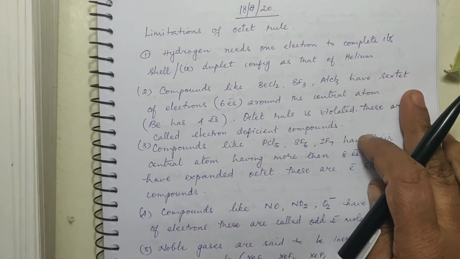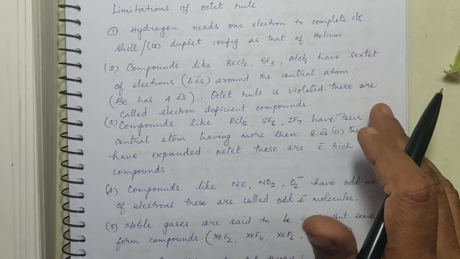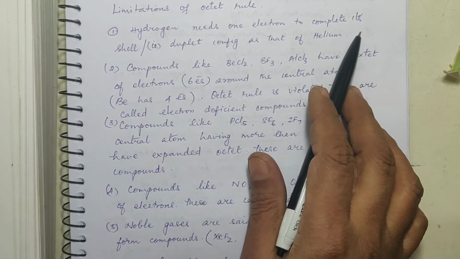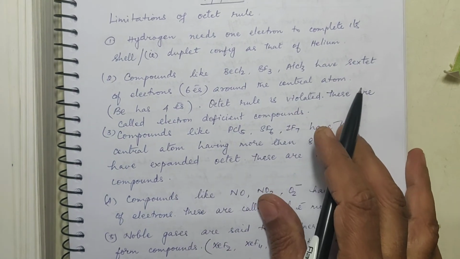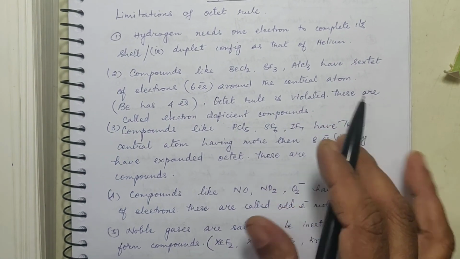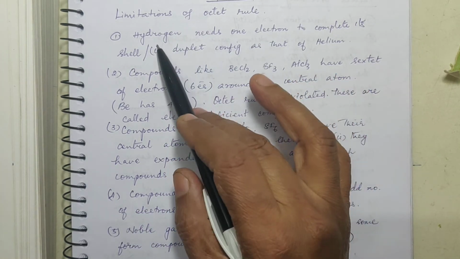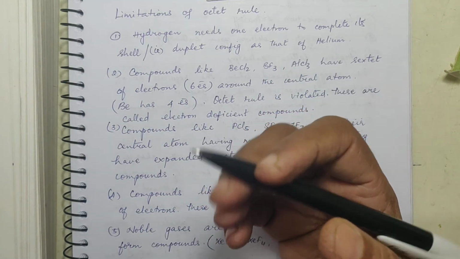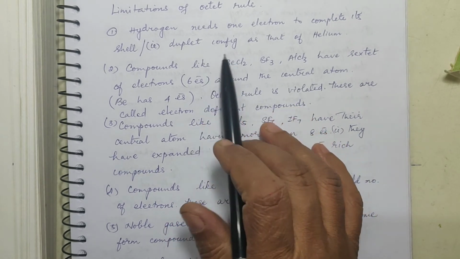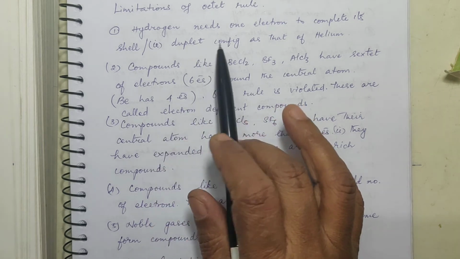Right. Now let's come to limitations of octet rule. What are the limitations? Hydrogen needs 1 electron to complete its shell. Isn't it? K shell can accommodate only 2 electrons. It cannot accommodate more than 2. But you are talking about octet around each atom, right? Hydrogen cannot afford to have 8 because its maximum capacity is to hold 2. Same way in the case of helium also, that is also having only duplet configuration. So this is a limitation.